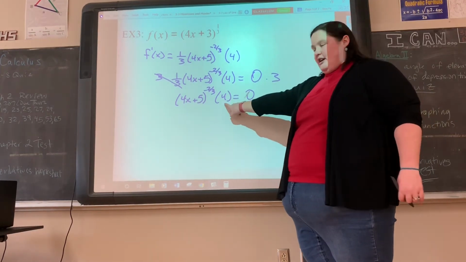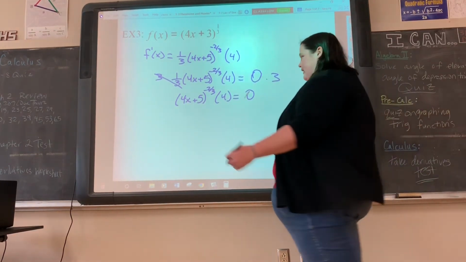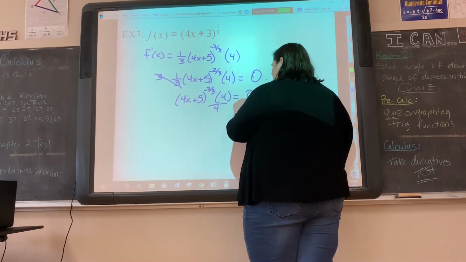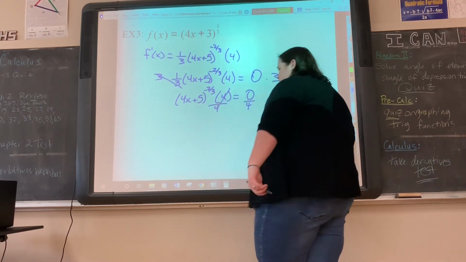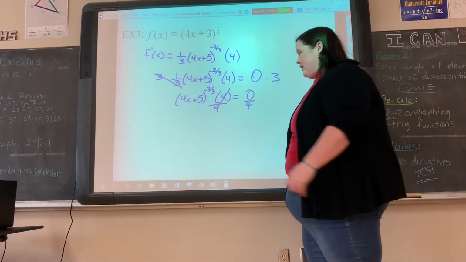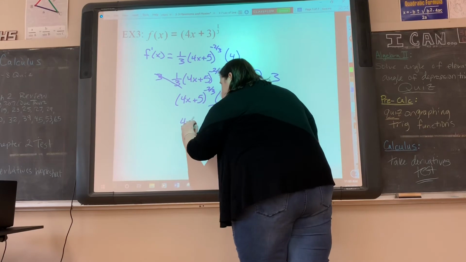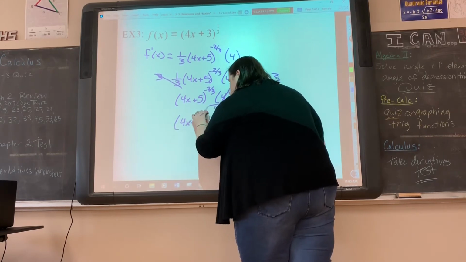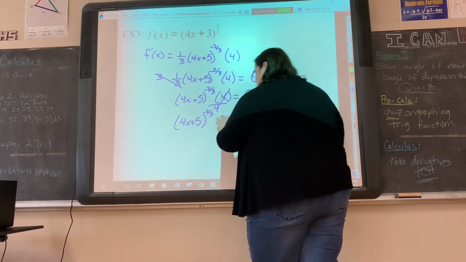The next thing I need to take care of is this 4. Since it's being multiplied, I can divide it. Which again, what's 0 divided by anything? It's just going to be 0. So I have this 4x plus 5 to the -2/3, and that equals 0 still.